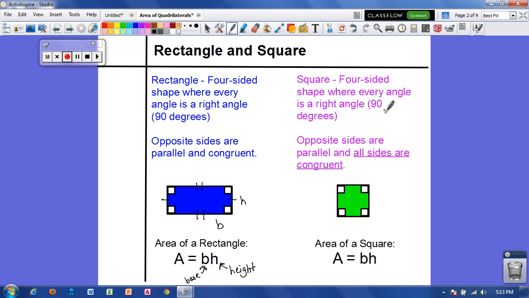Now a square is a four-sided shape where every angle is a right angle, but all sides are congruent. That means this side is congruent to this side, it's congruent to this side, and congruent to that. So it has four equal sides. To find the area of a square, it's the same thing. Just multiply the base times the height. On this square, we could say that the bottom is the base, and whatever is perpendicular to that, which we could use this side right here, is the height.